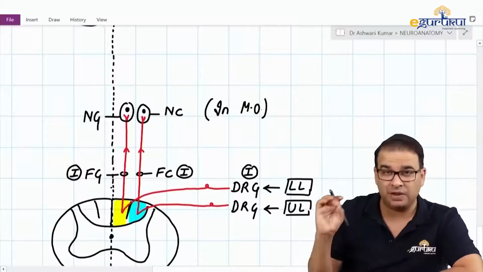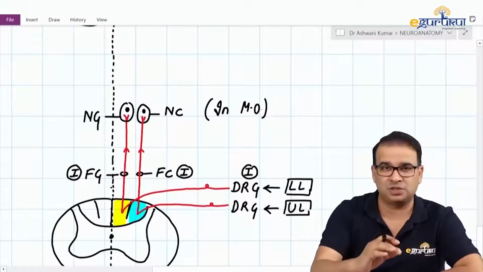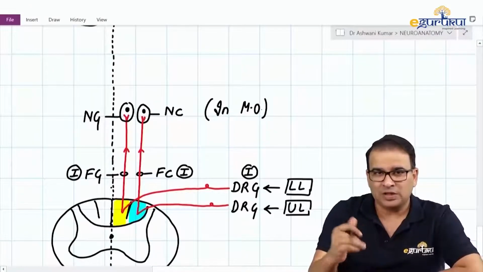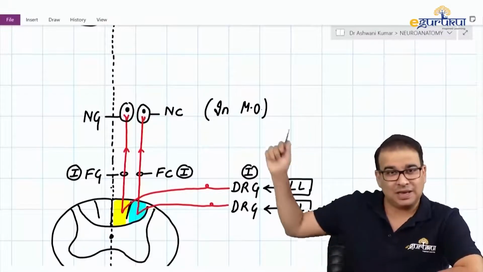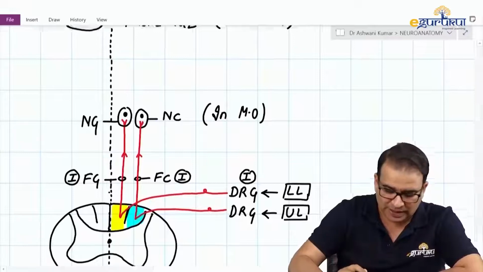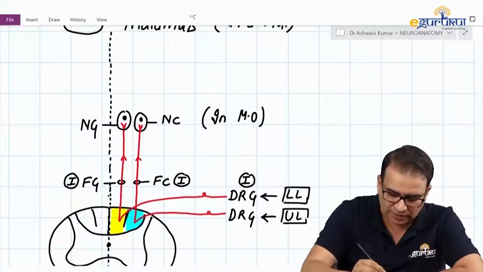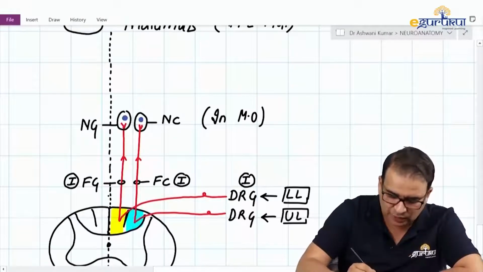See, locations are very important. Then only you will understand the decussation. So once the first order neuron relays in the nucleus gracilis and cuneatus, which is in the medulla oblongata, from there the second order neuron will begin. Now look at this. The second order neuron will begin, and we know the property: second order neuron, they can decussate.